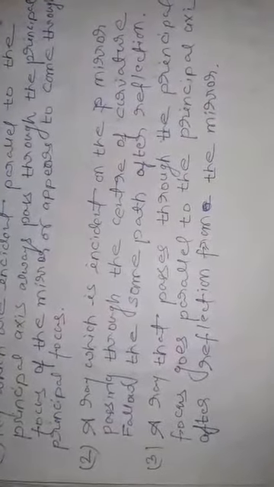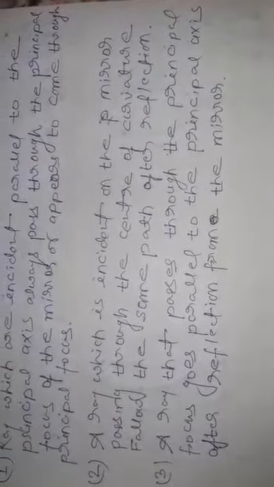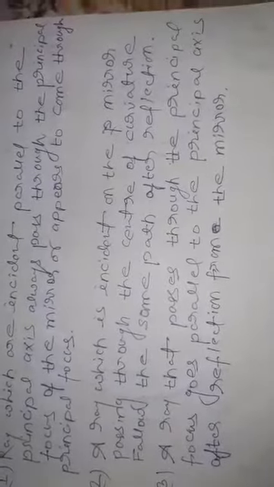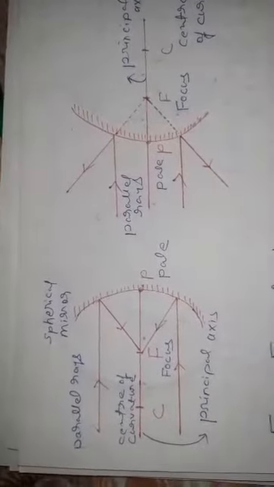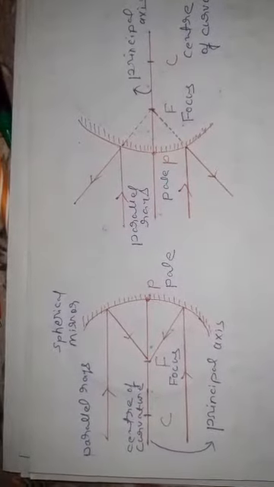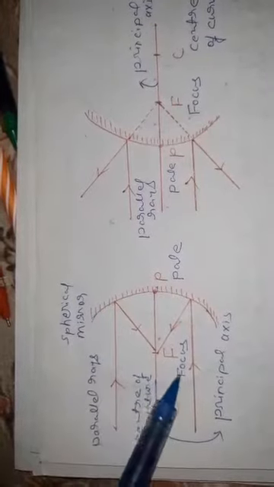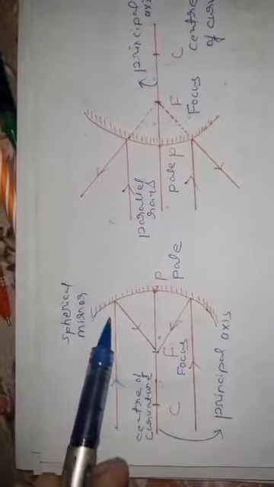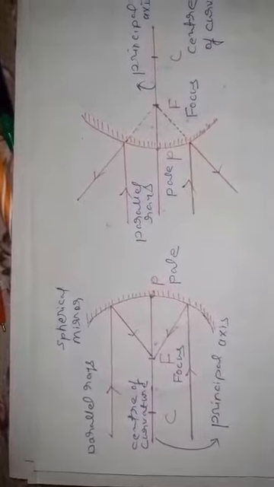Third one is what? A ray that passes through the principal focus goes parallel to the principal axis after reflection from the mirror. Suppose a ray is passing through the principal focus. So after reflection it will become parallel to the principal axis, just opposite of the first rule.